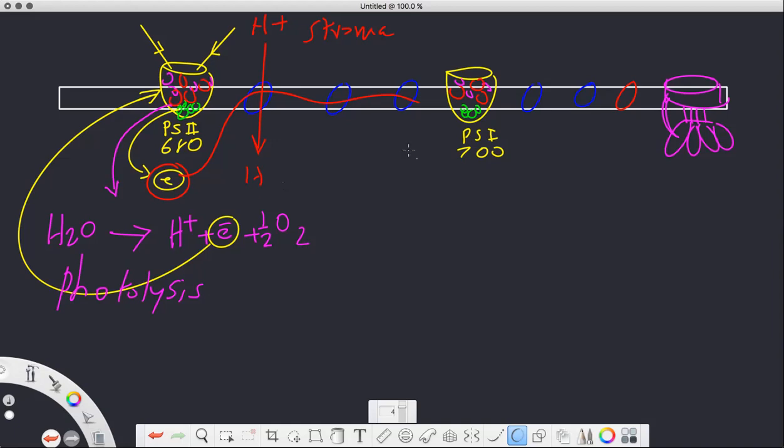Still, we have a problem with this electron. It lost the energy, but the electron is free now. So what is going to happen to this electron? So we start now photosystem 1. Again, the story is the same. Light energy is absorbed by photosystem 1, and the energy moves into the reaction center, and the electrons are emitted, excited out of this photosystem 1 with the energy.